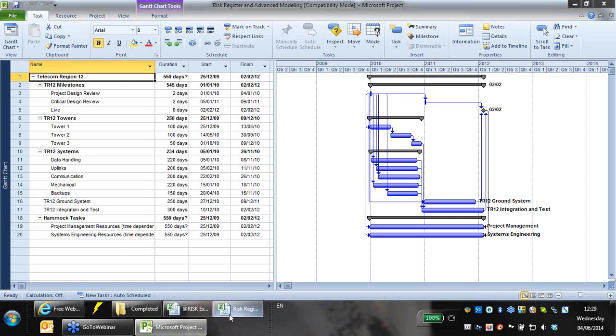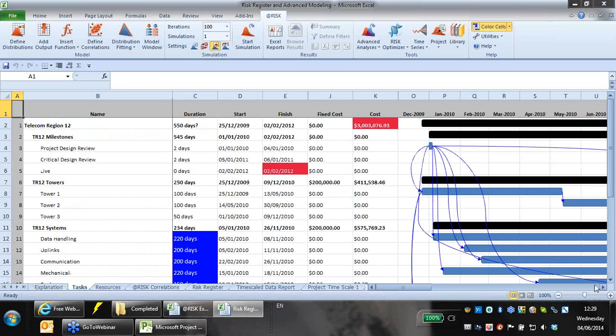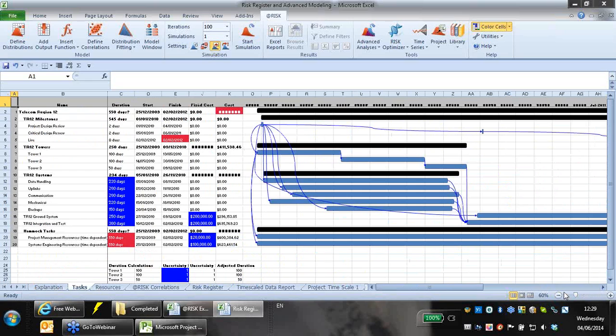But what we've done with At-Risk 6 is we have added this extra button up here, which allows you to import an MPP file. And so instead of needing to build things in Microsoft Project, here is that same Microsoft Project schedule, which is now imported into Excel. So this is the Gantt chart. These are our tasks. It's all exactly the same data, but this is now in Excel.